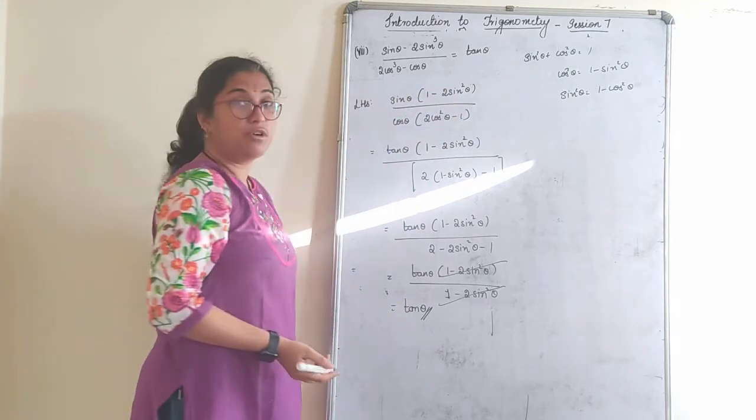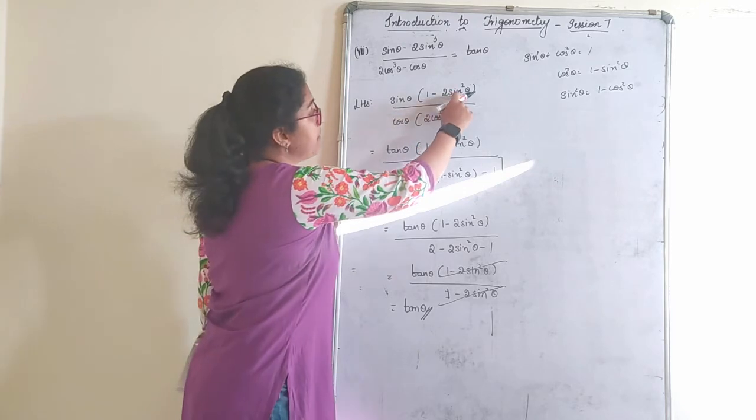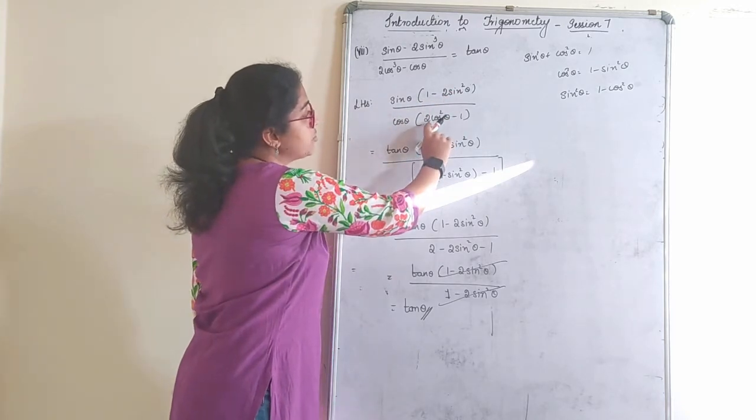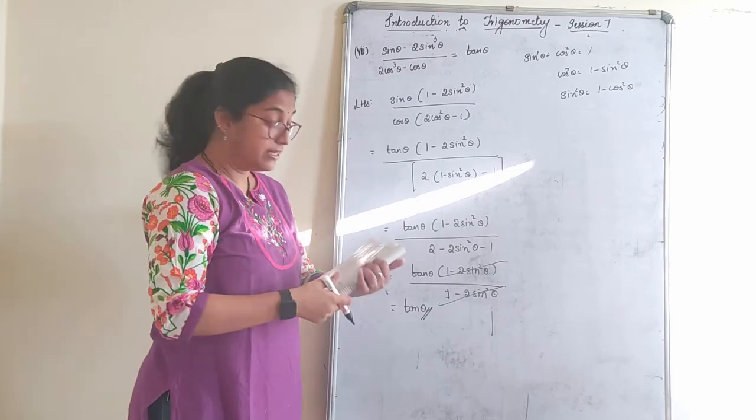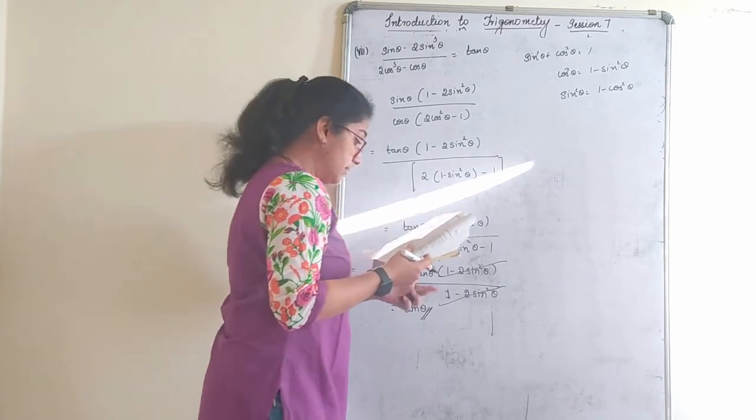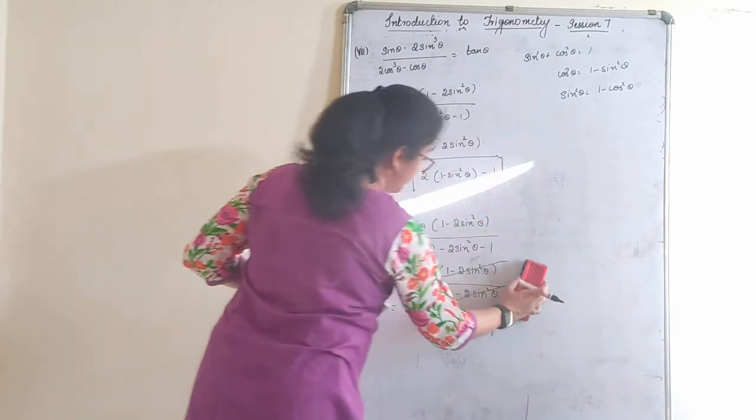We finally cancelled it, but you just can't cancel it directly. You have to show how you have cancelled. Suppose you simplify this, the answer will come in terms of 2 cos square theta minus 1 in the numerator. Any way it can be done. Last 3 more sums.